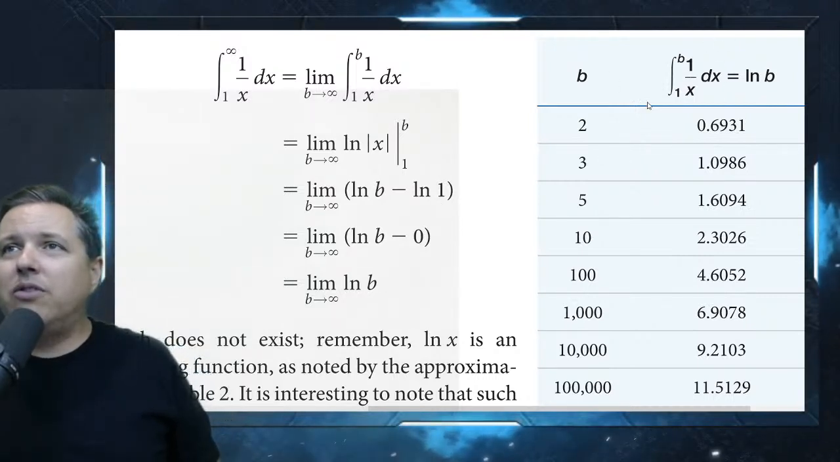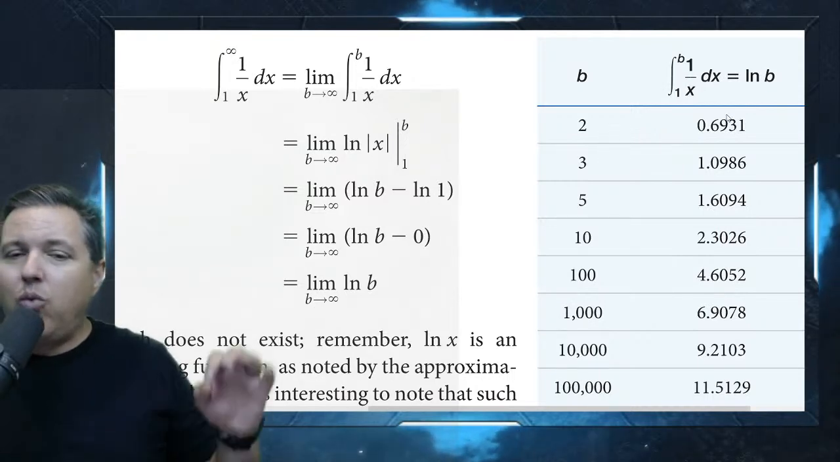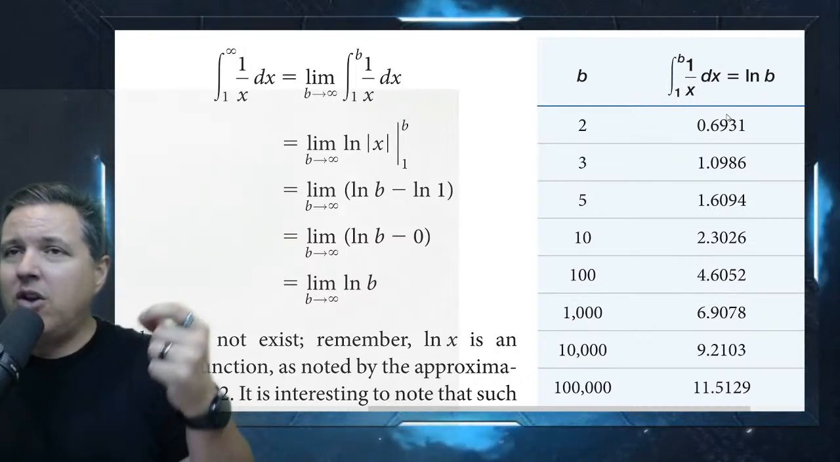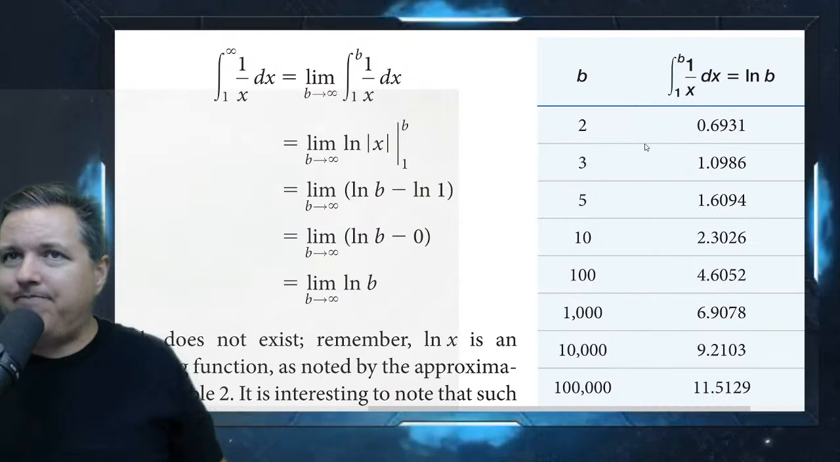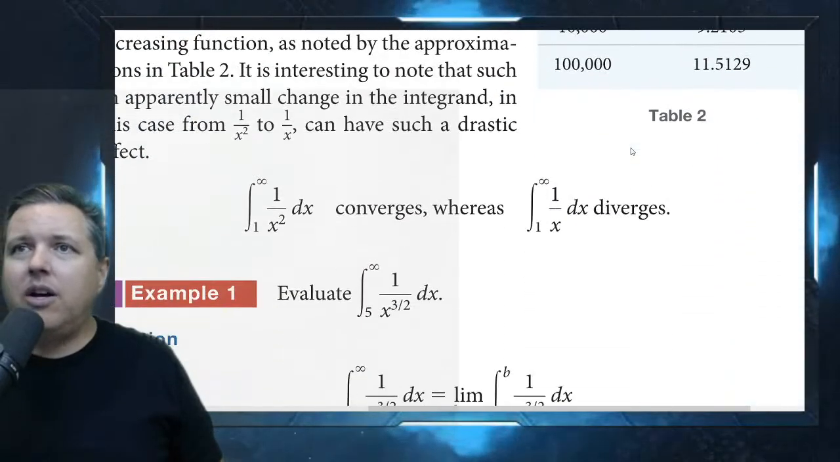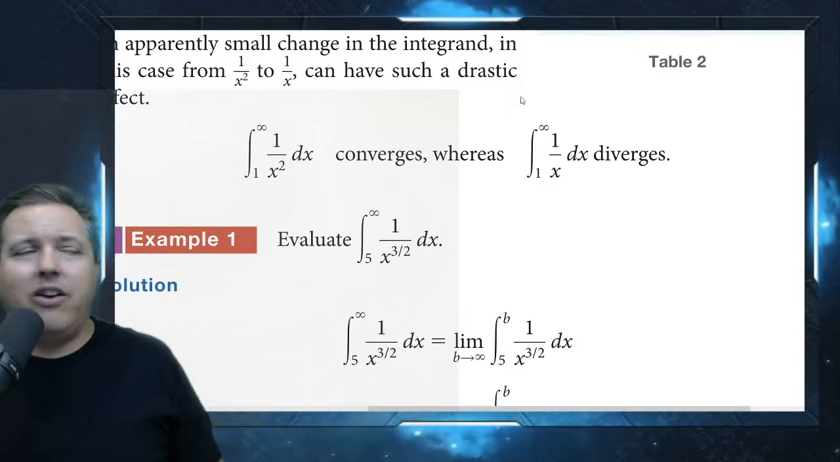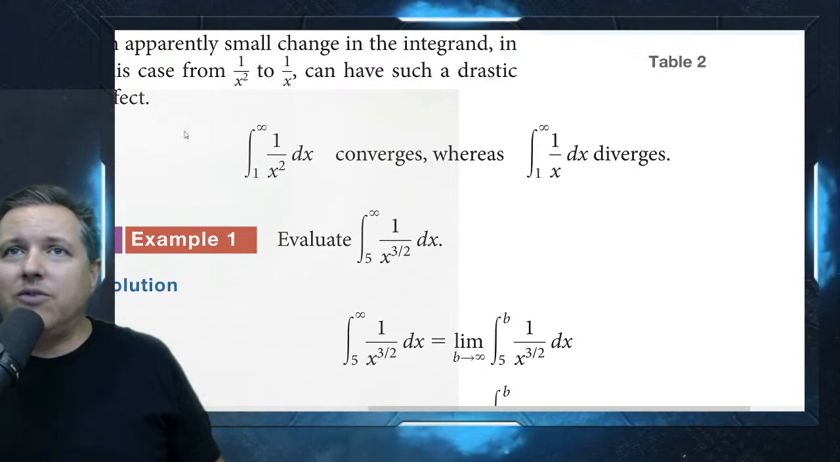So there's a weird cutoff between 1 over x and 1 over x squared, where 1 over x squared is convergent, that is, it has a finite area. 1 over x diverges, that means it has an infinite area. So it's kind of interesting that somewhere in between these two functions is the cutoff for where, at least for this type, things converge or diverge.